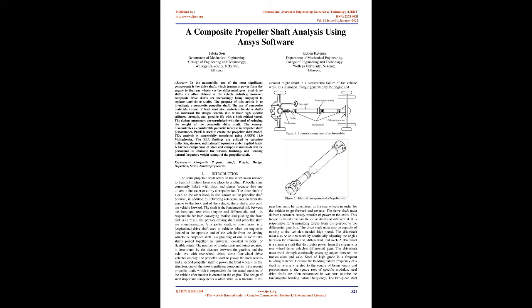It is responsible for transmitting torque from the gearbox to the differential gearbox. The drive shaft must also be capable of turning at the vehicle's needed high speed. The drive shaft must also be able to work by continually adjusting the angles between the transmission, differential, and axles. A drive shaft is a spinning shaft that distributes power from the engine to a rear-wheel drive vehicle's differential gear. The drive shaft must work through continually changing angles between the transmission and axle. Steel of high grade is a frequent building material.